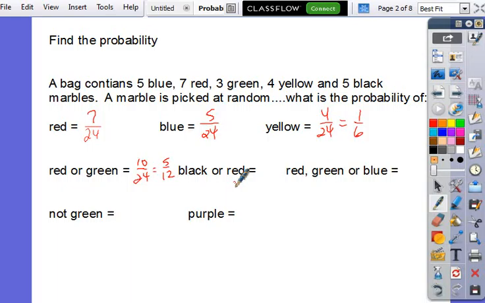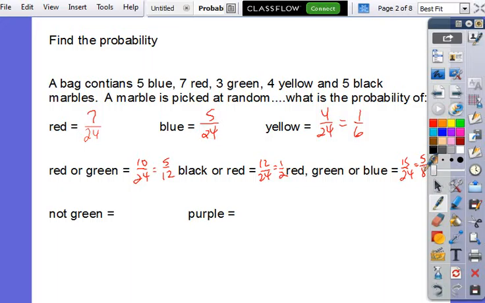Black or red, what would that be? 12. I got 5 black and 7 red, so that's 12. So 12 out of 24, which is 1/2. Then I go red, green, or blue. Same deal. I'm adding up those three things. Red, 7, green, 3, blue, 5. So what's that? 15. So 15 out of 24, and that can simplify, divided by 3, to 5/8.